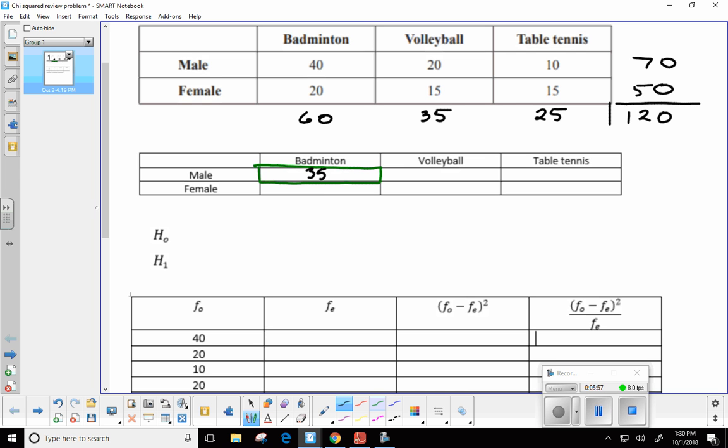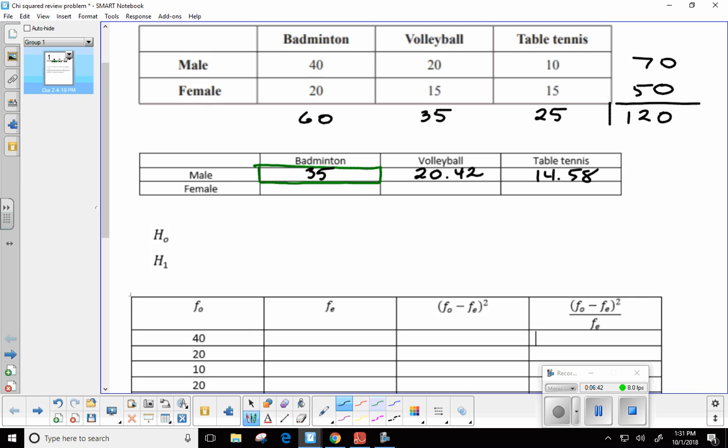Okay, I got 35. And now let's go with volleyball, but now that we're in a different cell, this time it's going to be 35 times 70 divided by 120. What am I getting now? Now let's go ahead and round it, let's say to 2 decimal places. Okay, I got 20.42. And then table tennis, 25 times 70 divided by 120. Okay. Somebody want to help me out? Okay, perfect.